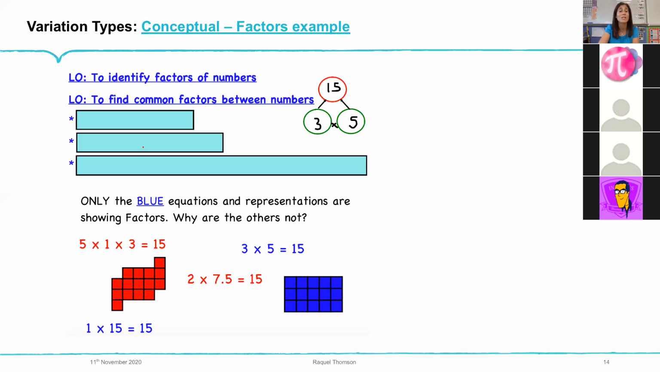And so I showed them this and I said to them, only the blue equations, the statement, are representations, and representations are showing factors. Why are the others not? And so the idea was to show some standard, some non-standard, and some non-examples to elicit that conversation. What's different about them? What's the same?